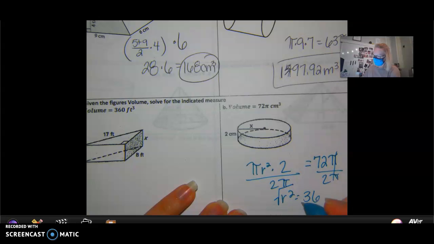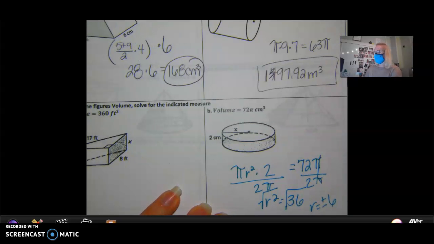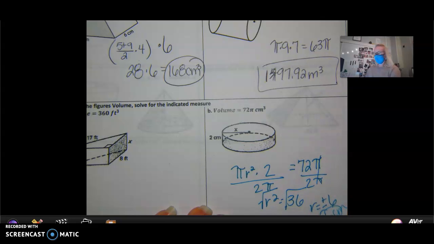Square root, r equals a positive and negative 6. But does it make sense to have a negative distance in radius? So r equals 6 centimeters.